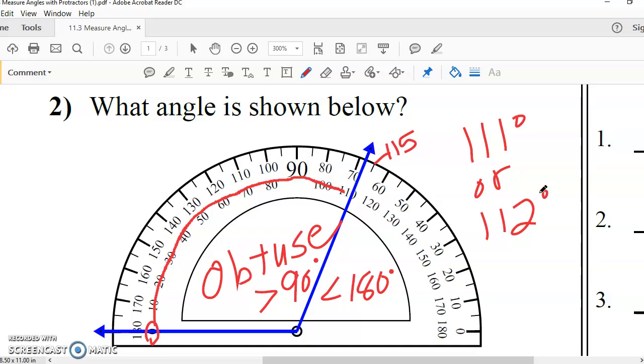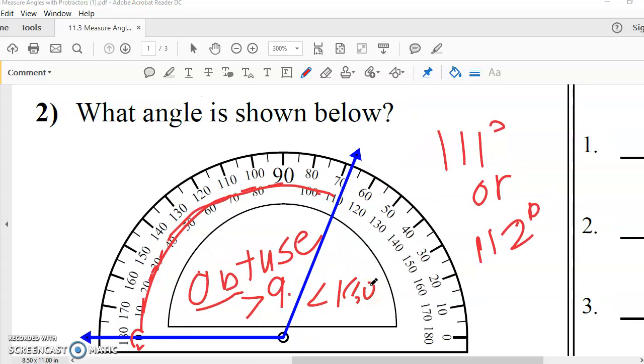Then again, you look at what type of angle this is. This is obtuse. Does this number fall within that range? Yes, it's greater than 90 and less than 180. It's reasonable. So it's really important that we ask this question about what is reasonable and what isn't reasonable.